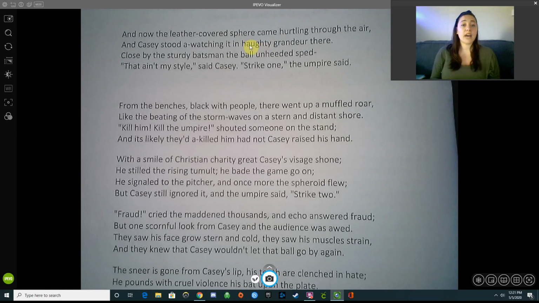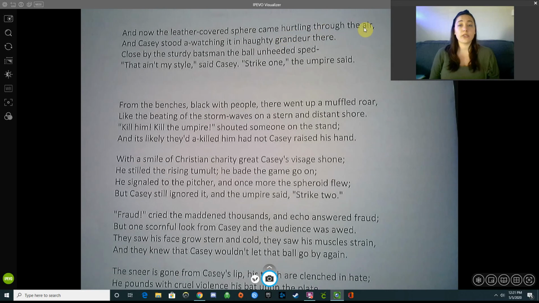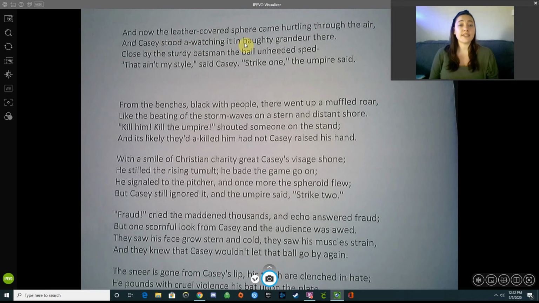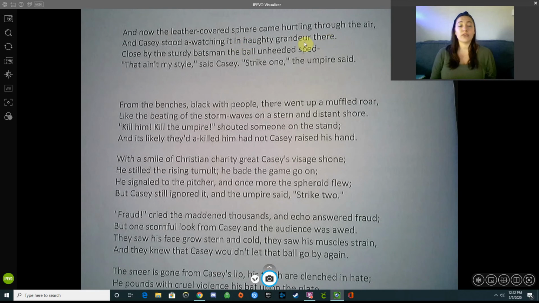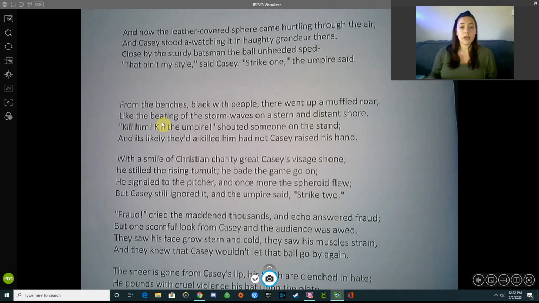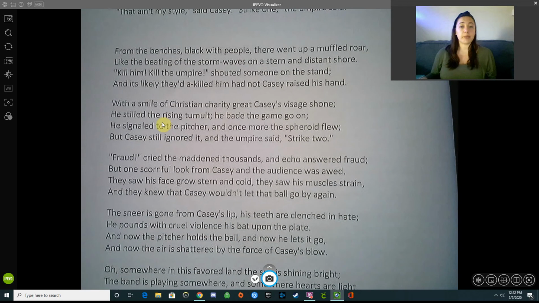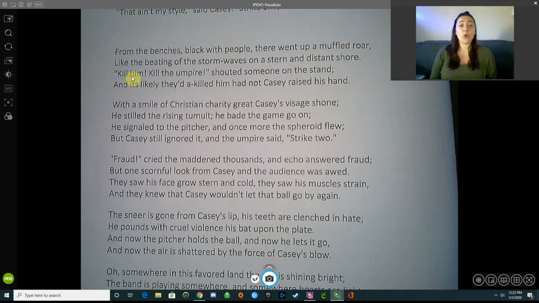And now the leather-covered sphere came hurtling through the air, and Casey stood a-watching it in haughty grandeur there. Close by the sturdy batsman the ball go by in haste. "That ain't my style," said Casey. "Strike one," the umpire said. From the benches, black with people, there went up a muffled roar, like the beating of the storm waves on a stern and distant shore.